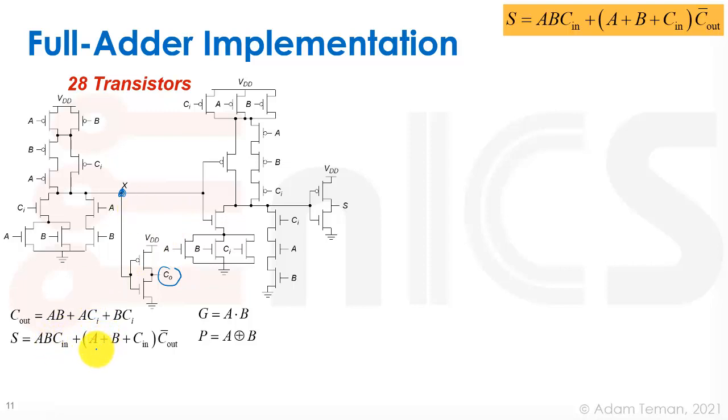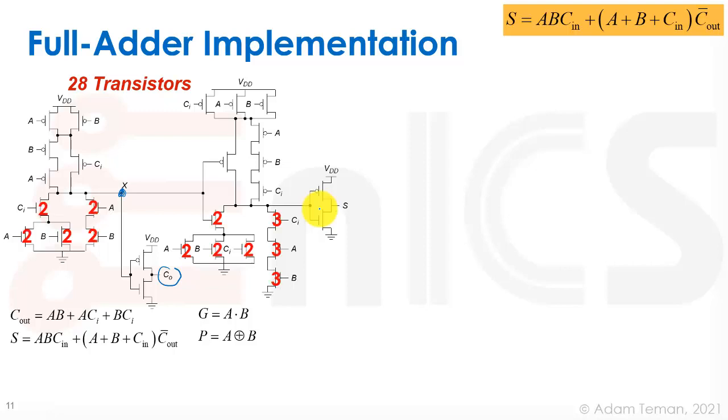And then we have time, because sum doesn't need to wait for the carry of the previous stage to produce it. What we can do is use this stage's carry out. We can use it to produce the sum, which is already using A B C in over here, plus this A or B or C in and C out bar. C out comes into here, and then we can use the inverter to provide us with our sum. So that is an implementation that puts an emphasis on getting the carry to the output as fast as possible.